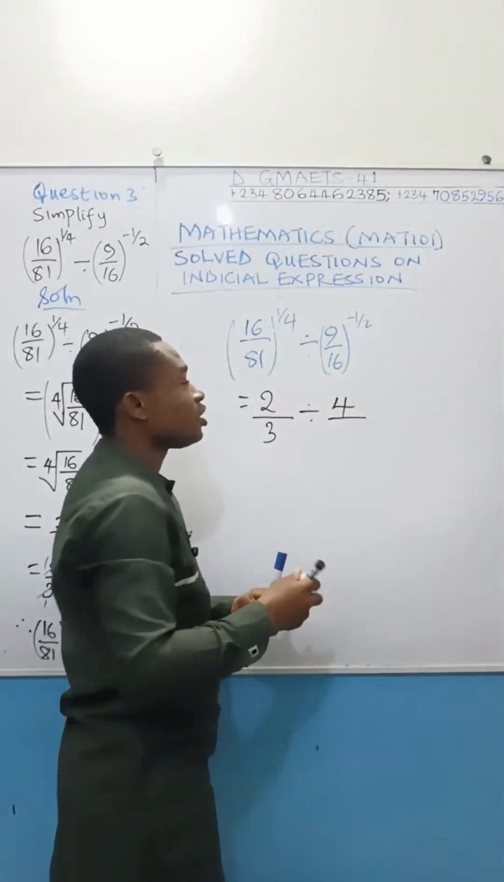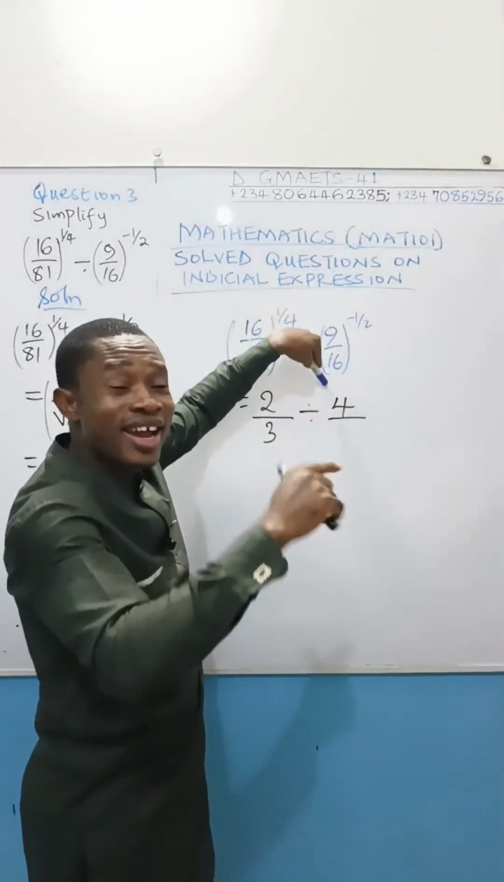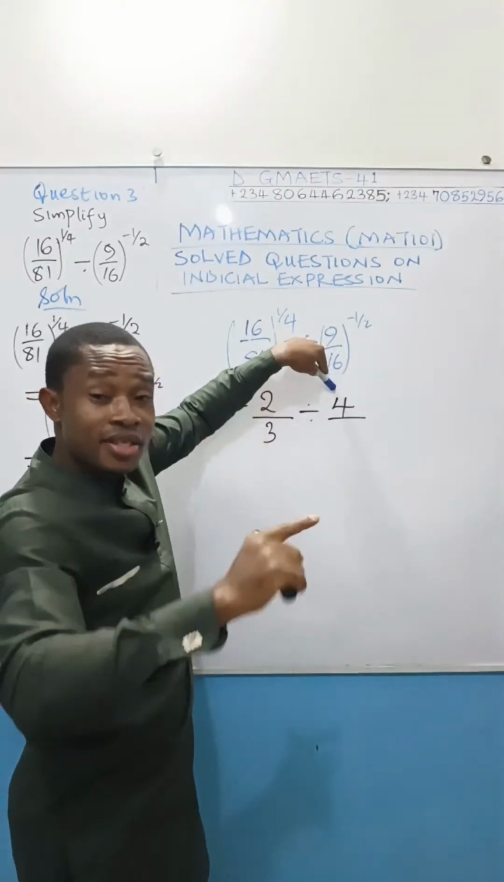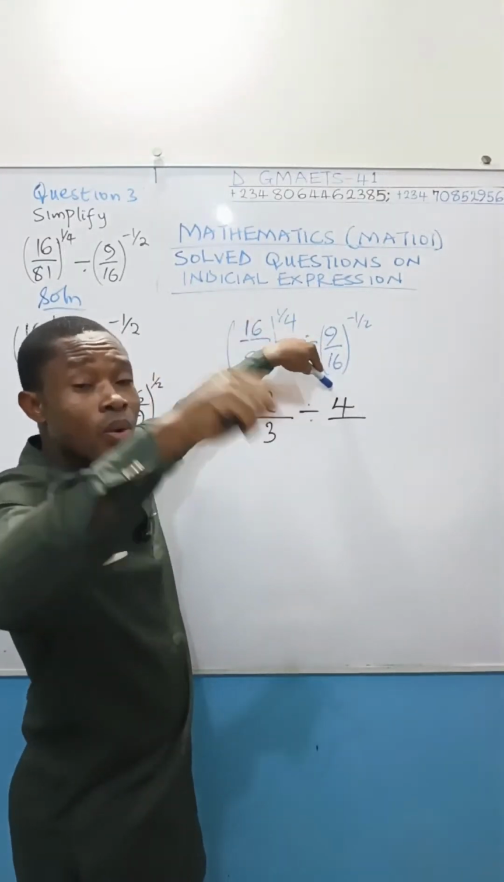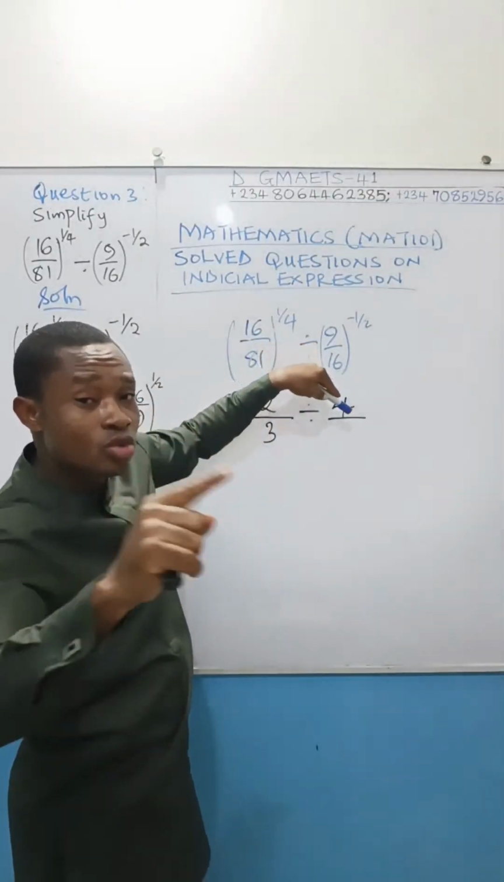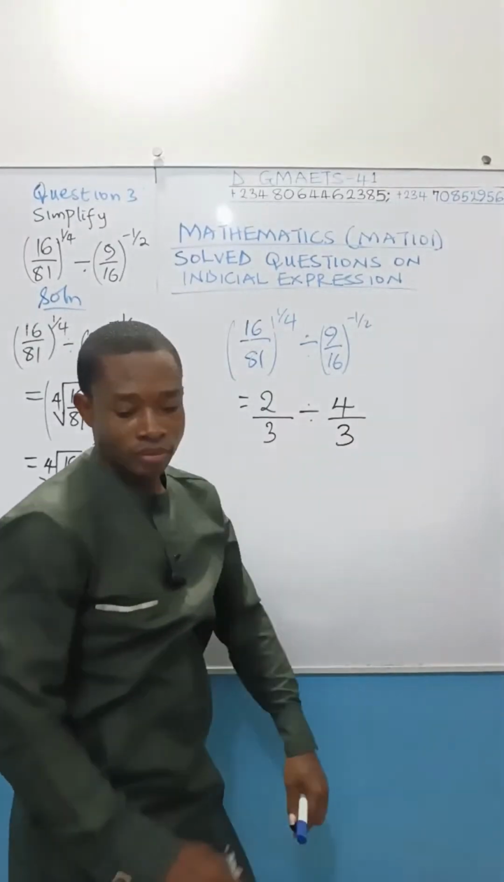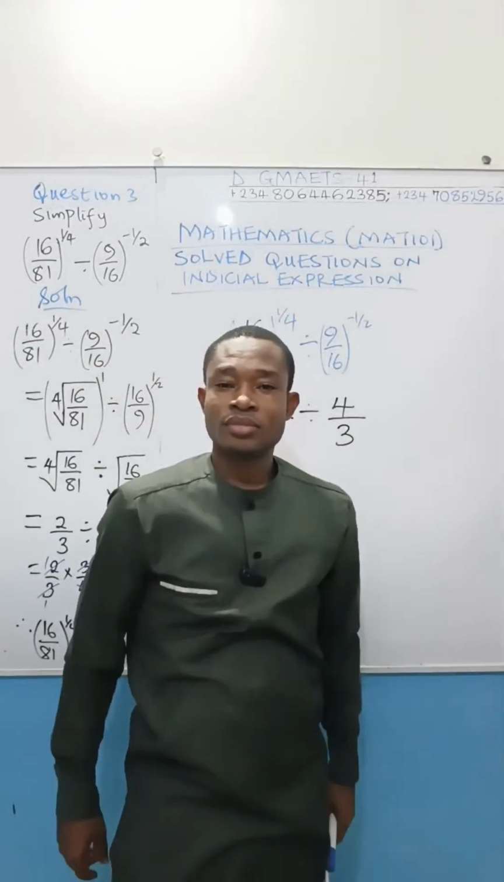You'll be left with what? 4 over... remember that 9 is under. And then 9 raised to power half. That 9 is 3 squared. So it's going to be 3 squared raised to power half. That square, the power 2, we cancel it with the denominator of 2 in the power. You'll be left with what? 3. You'll be left with 3.